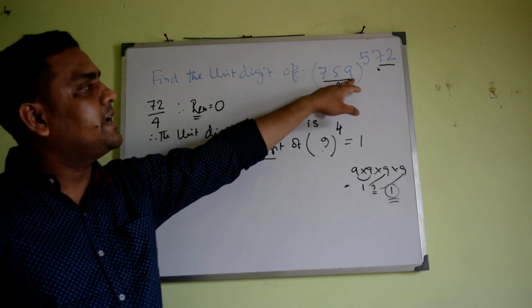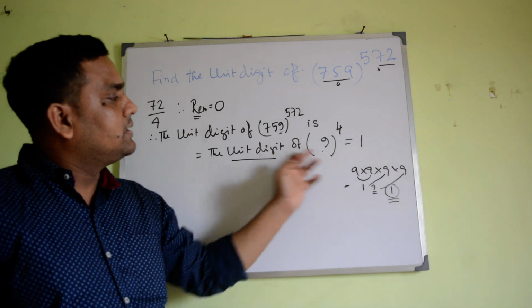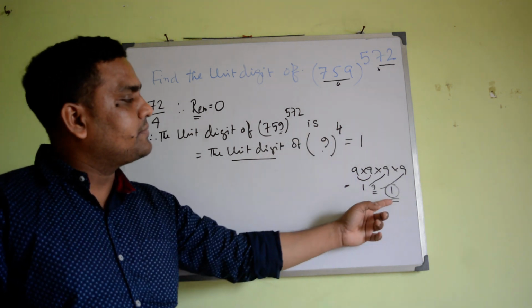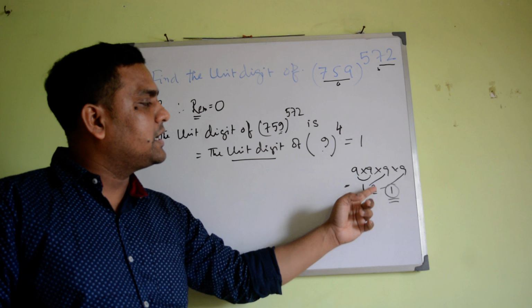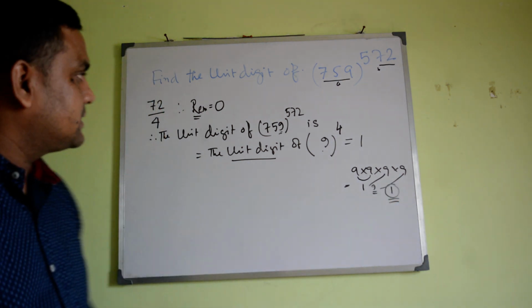Last digit of A means 9 here. So last digit of A, 9, whole to the power 4. The unit digit of 9 to the power 4 becomes 1. So 9 into 9, 1; 1 into 9, 9; 9 into 9, again 1. In that way you can calculate the unit digit.